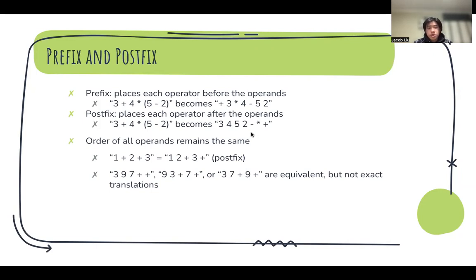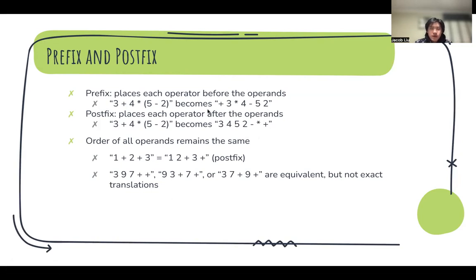Prefix places each operator before the operands. So in prefix, this expression is plus 3 times 4 minus 5, 2. Postfix places each operator after the operands. So this expression becomes 3, 4, 5, 2 minus times plus. And notice how there are no parentheses in prefix and postfix, because as we remember, in prefix and postfix you just go from left to right.